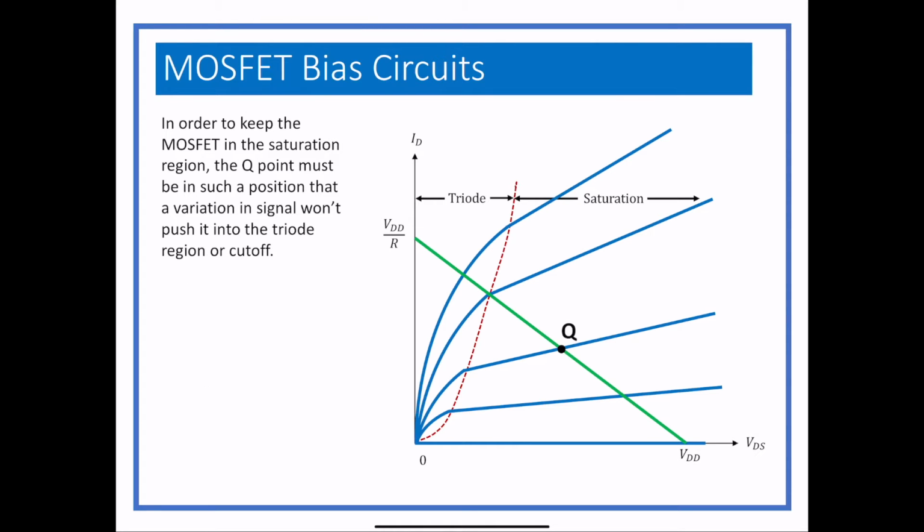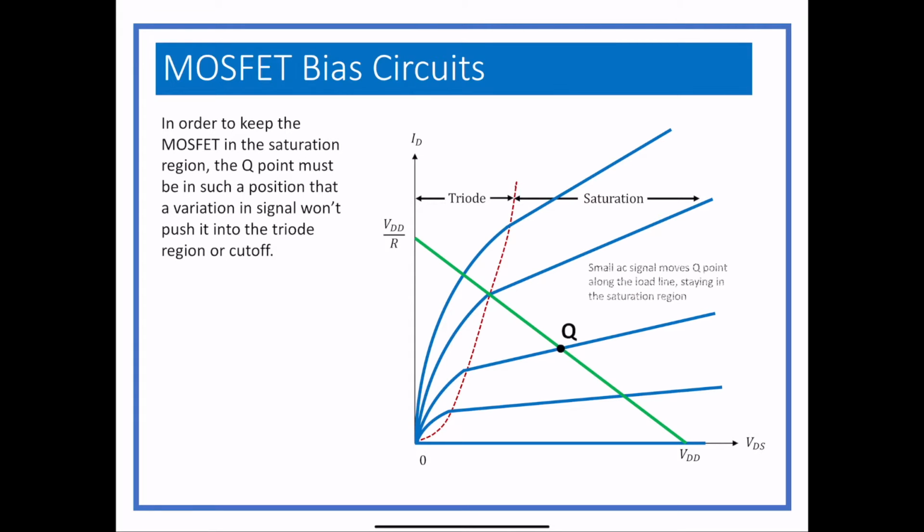Let's say we plot the load line for that circuit. The highest VDS could ever be would be the applied voltage VDD. That would be if VDS and VDD were equal, which is the maximum it could be, so that's the x-intercept of the line. The y-intercept is just the maximum current we could have, which would be VDD over R, and that would be if VDS was 0. That is how we figure out where the load line goes. And we want the Q point to be somewhere in the middle.